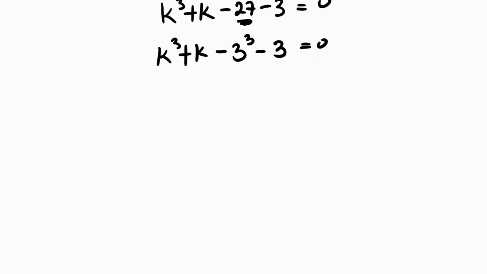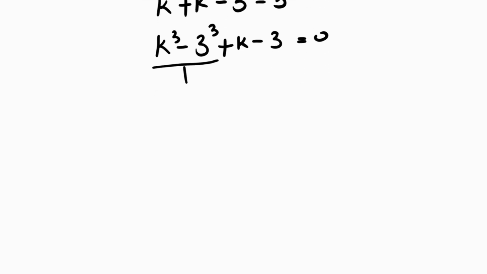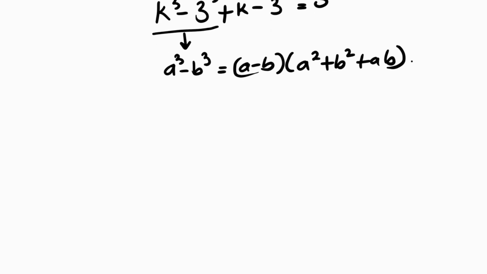So let's collect like terms. Okay, so we have k cubed minus 3 cubed plus k minus 3 equals 0. So let us work on k cubed minus 3 cubed. We know that a raised to the power 3 minus b raised to the power 3 is the same thing as a minus b into a squared plus b squared plus ab. So let us apply this formula.